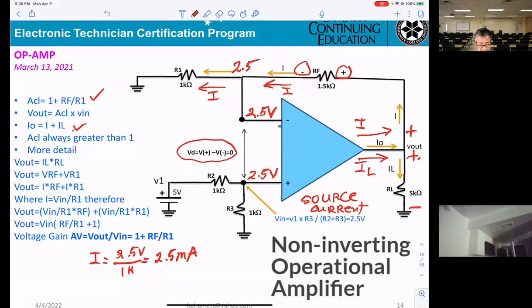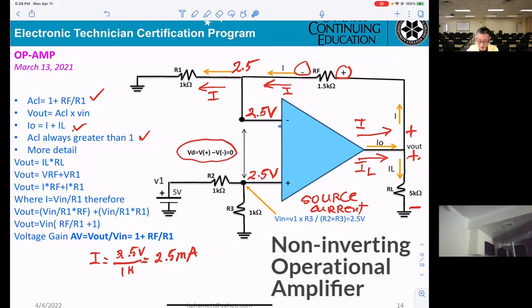And the gain, closed loop gain, is always greater than 1. We know for sure. The thing is, it equals 1 plus RF over R1. Okay? And now, let's look at more detail here. You can see Vout equals IL times RL. And Vout is measured from here to the ground. You get IL, you get RL, you can calculate the Vout.